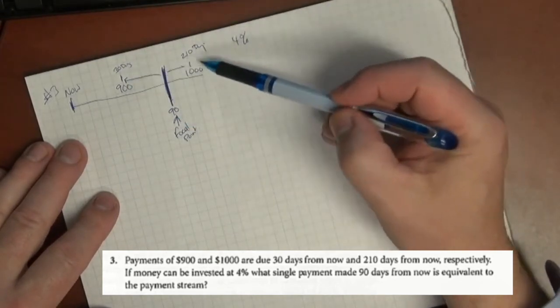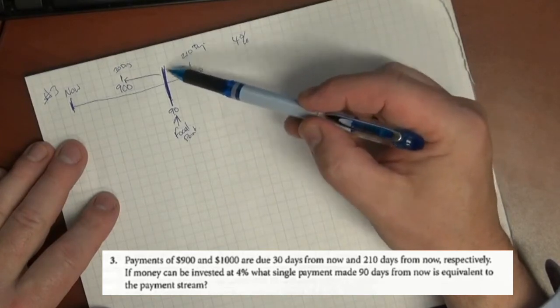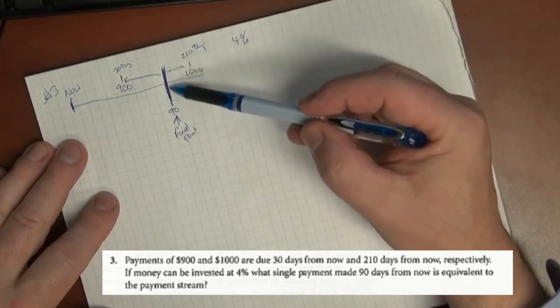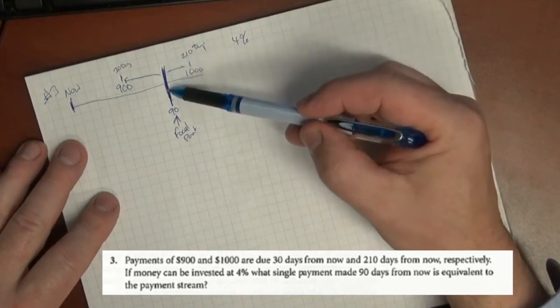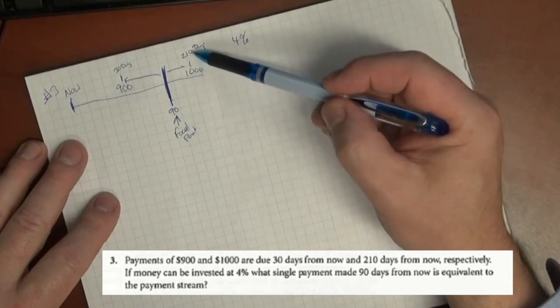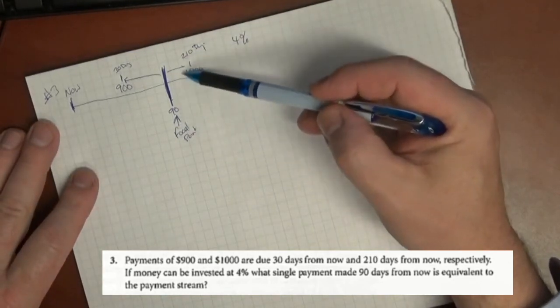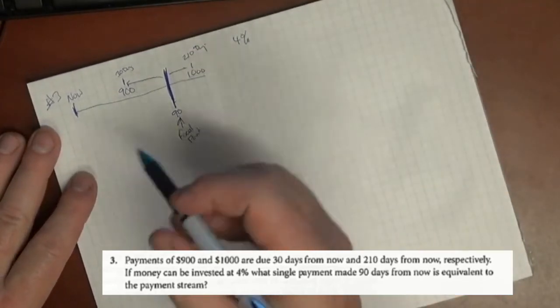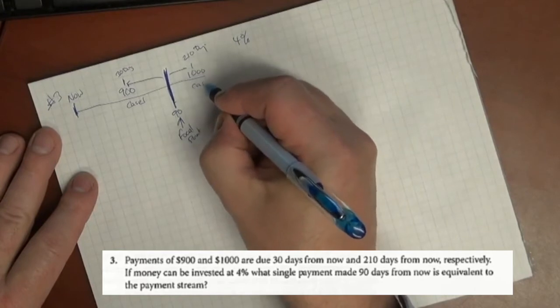Then let's consider the 1,000. The 1,000 is coming in on day 210, so we're looking backwards, and we'd accept a lesser amount. In other words, we're looking for the present value of 1,000. Now the days are important. Everything is relative to that focal point. I'll call this one case 1, and this one case 2.